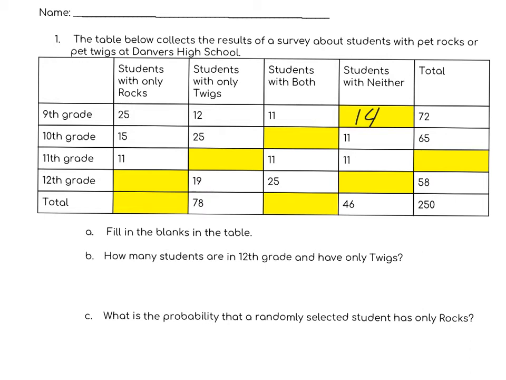For the next row, I'm only missing one also. 65 minus 11 is 54. Minus 25 is going to be 29. And minus 15 is going to be 14 again. And then I might go after some of the other stuff.